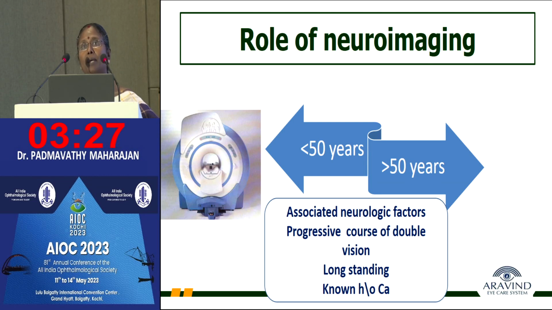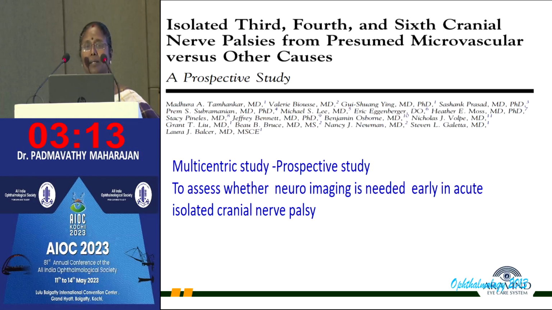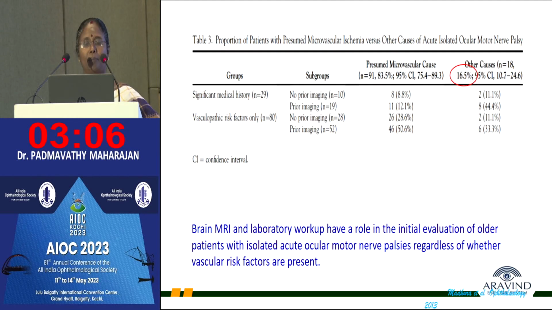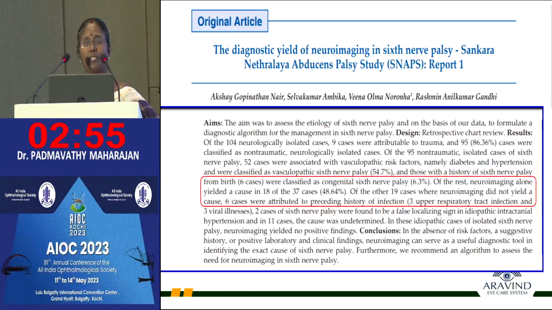Apart from that, you have to take into account what sort of imaging you need. Just an MRI brain is not going to be enough. You have to go with gadolinium-enhanced contrast imaging. So this was a multicentric study which assessed whether neuroimaging is needed in acute isolated palsy, where they found that even when you have associated vascular risk factors, 16.5% of the cases had other etiology.